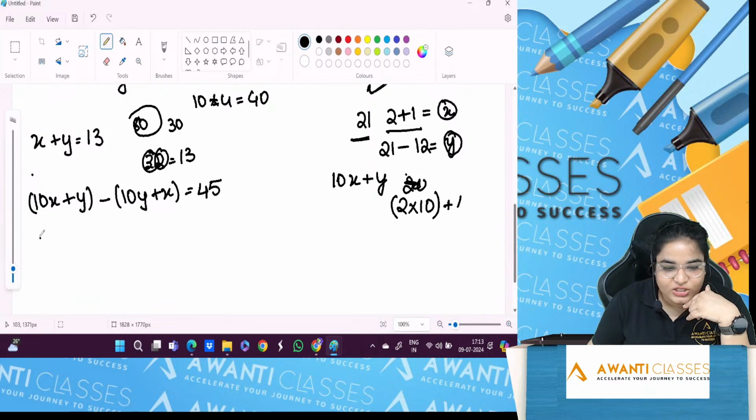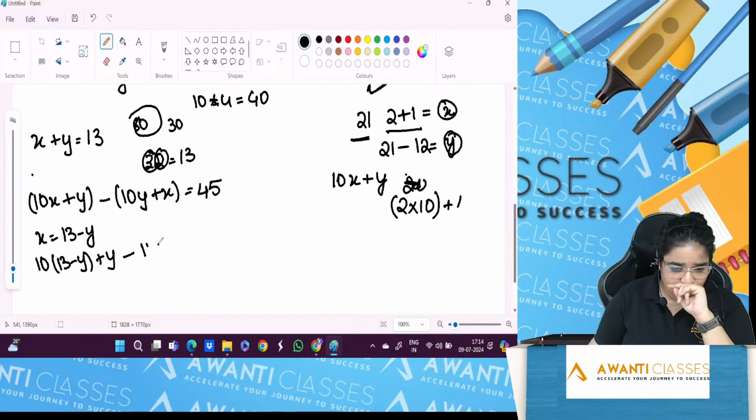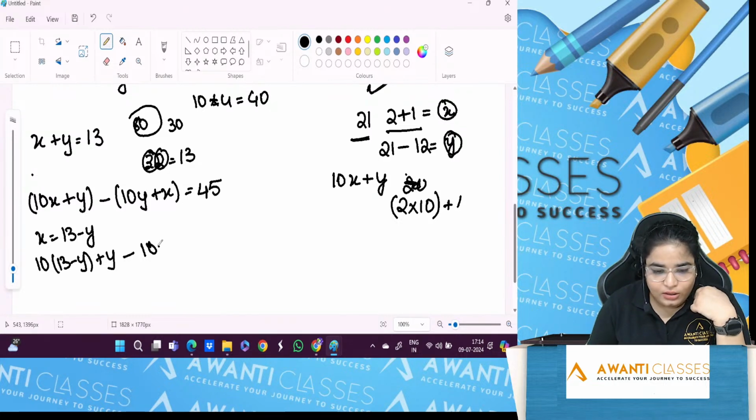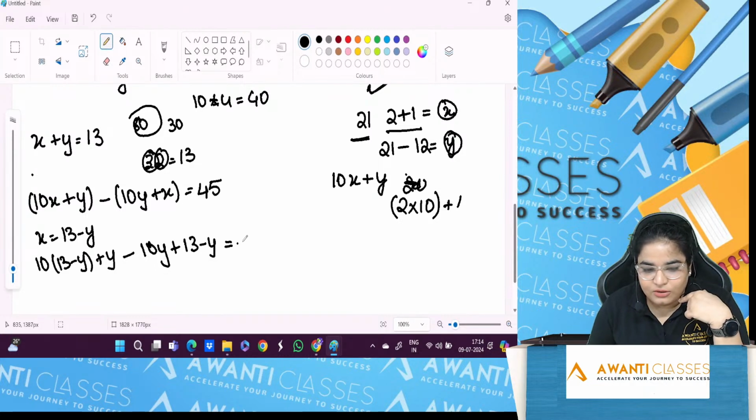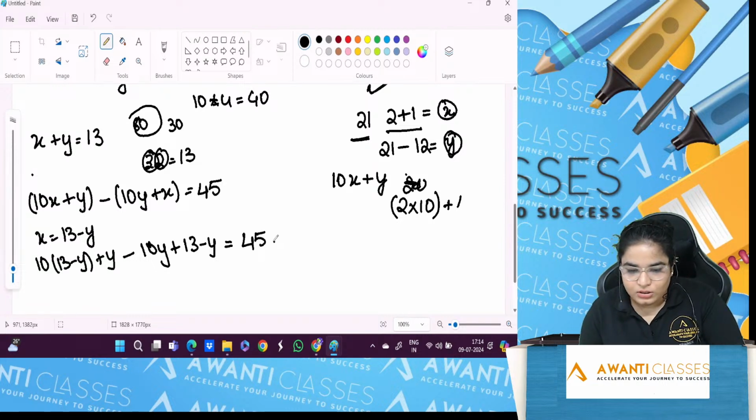From the first equation, x is equal to what? 13 minus y, yes or no? Simple replacement only, no? In the second equation, instead of x, if I put 13 minus y, 10 into 13 minus y plus y minus 10y plus 13 minus y is equal to 45. Yes? No?